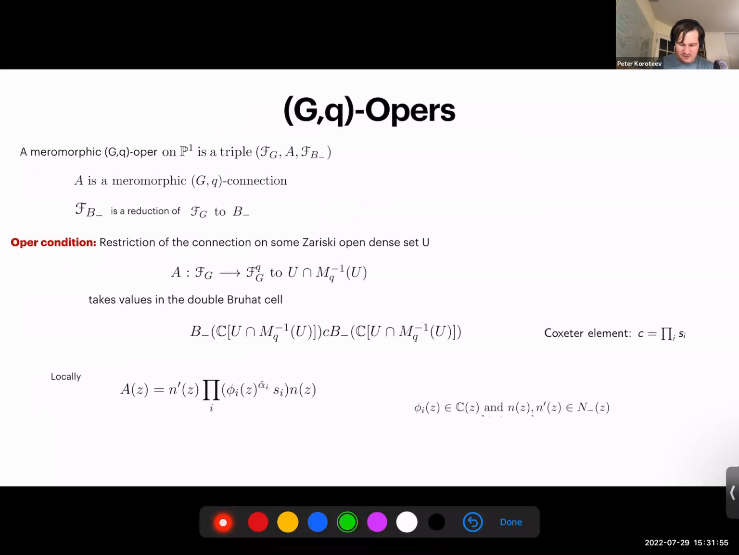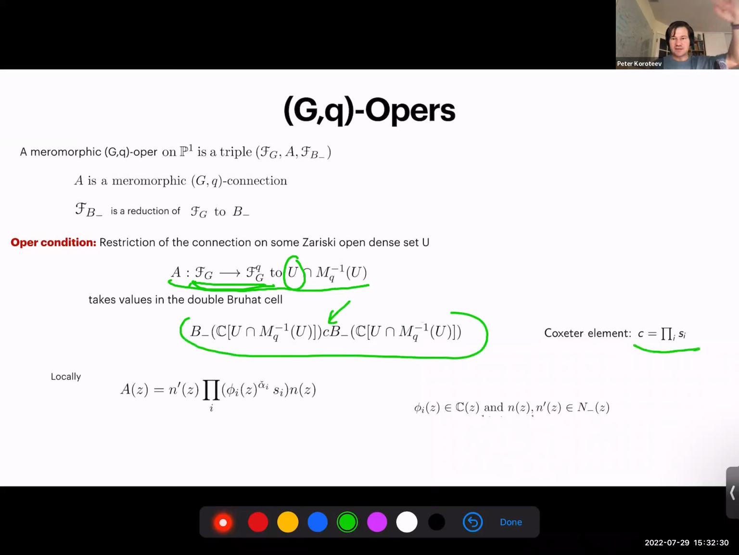You can similarly define the q-connection, the Miura oper. So the oper condition would look like this. You need to specify that this map from the principal bundle over P1, this A, defined in some Zariski open subset, intersected with its inverse under M_q, takes values in this double Bruhat cell, where C is a Coxeter element. You take the product of all reflections in the Weyl group in some order.